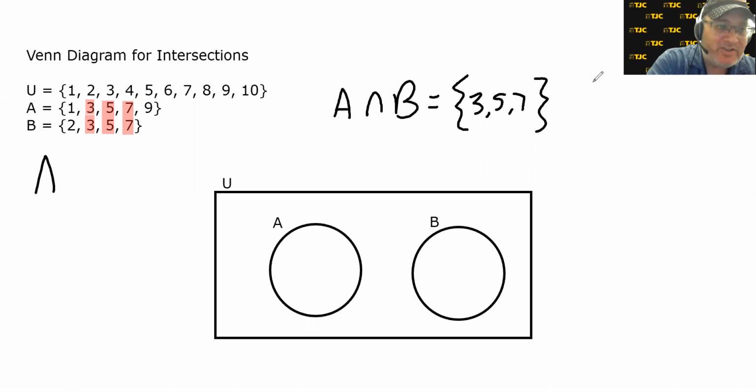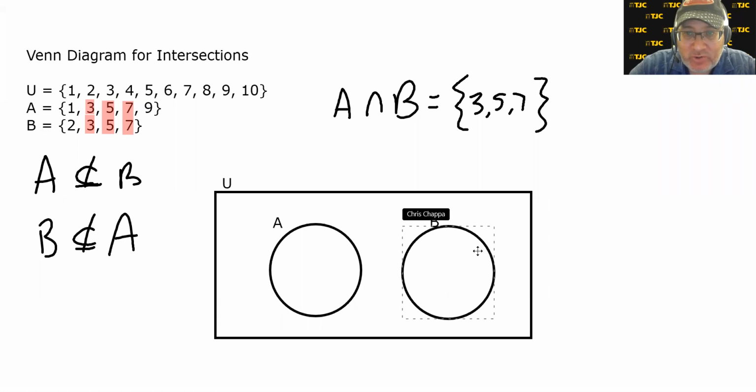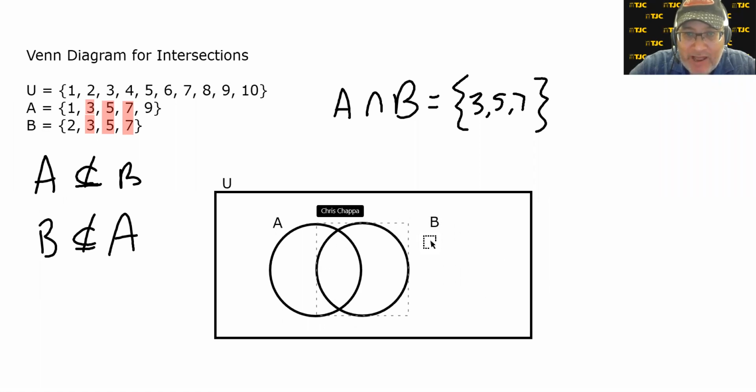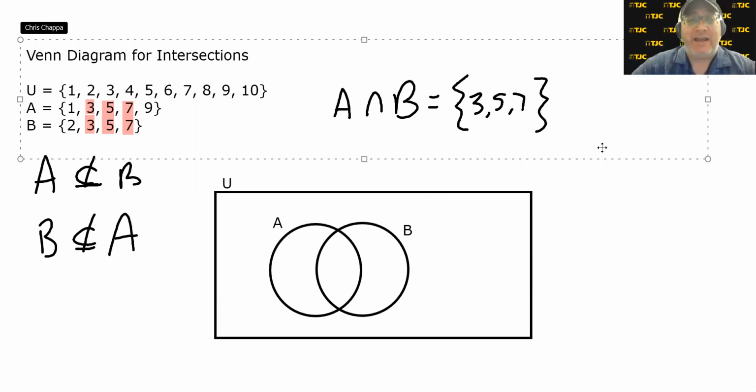However, notice that A is not a subset of B, because A has something that B doesn't, like 1 and 9, and B is not a subset of A, because B has something that A doesn't, 2. So I need the numbers 3, 5, and 7 to be inside of the 2 circles simultaneously, but I can't just put one circle inside of the other. So how do we fix that? Easy. We take these circles and we make them overlap. By making them overlap, but not putting one inside of the other, we've provided a space to put the numbers that belong to both of them, namely the intersection.